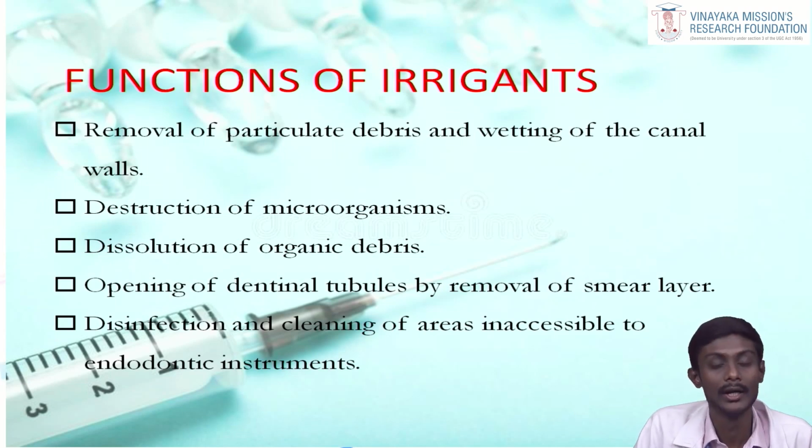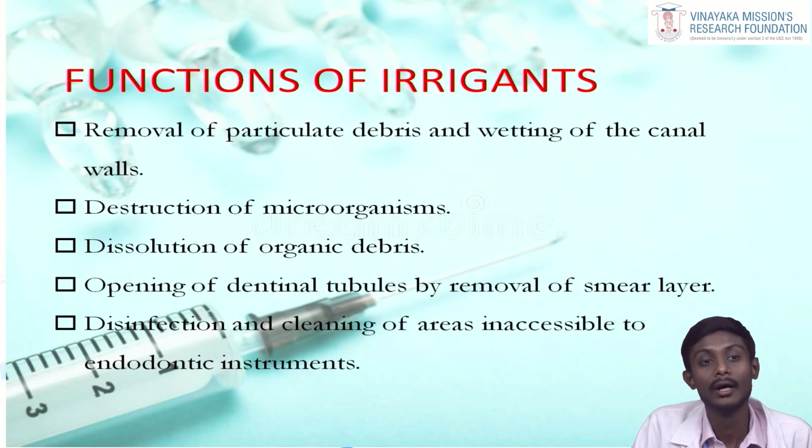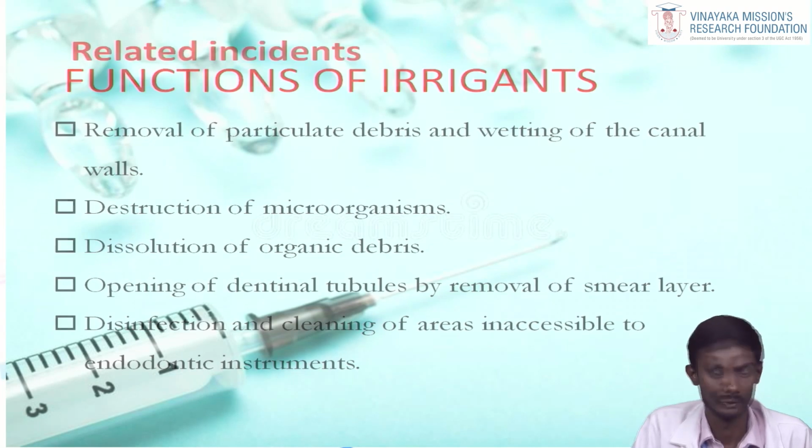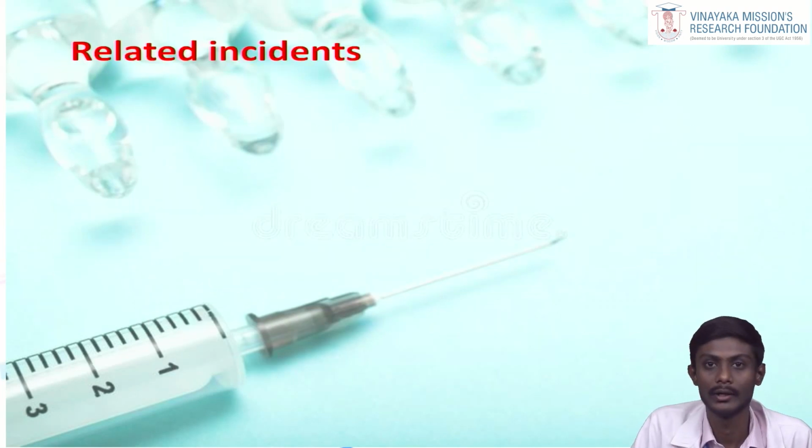The other functions are destruction of the microorganisms in the root canal space, dissolution of organic debris, that is, the pulpal tissue in the complex anatomical regions, and opening of the dentinal tubules by removal of the smear layer. In case a resin sealer is used, removal of the smear layer is especially important for complete bonding of the resin sealer to the root canal space. Next is disinfection and cleaning of areas which are inaccessible to endodontic instruments such as endodontic files. Next are the incidents related to the irrigant solution.